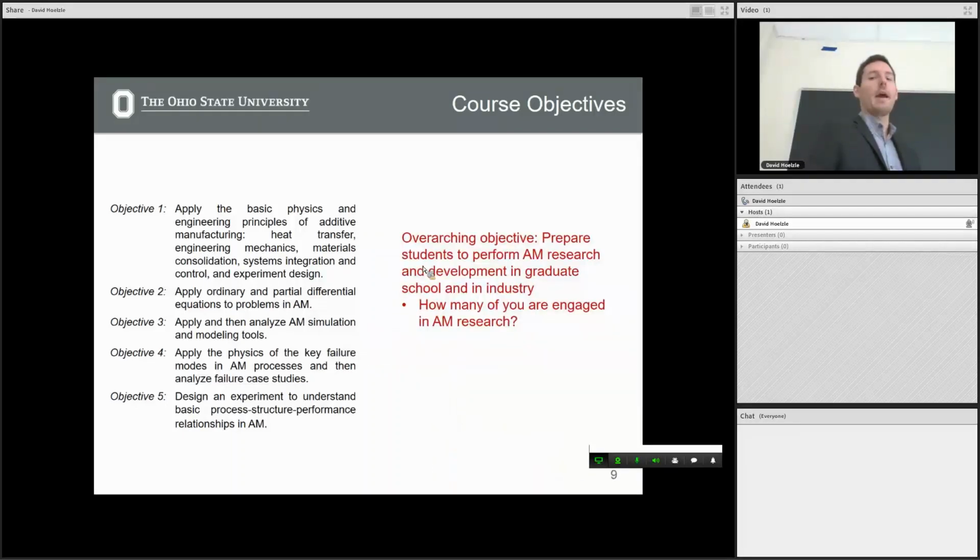This I already asked, actually. So we've already said how many are engaged in AM research. But the overall objective of this course, these are specific ones listed on the left. The overall objective here is to prepare you to either perform AM research in your research group here at the university, or to prepare you to perform AM R&D in an industry you may work for. So we have someone who works for GE.